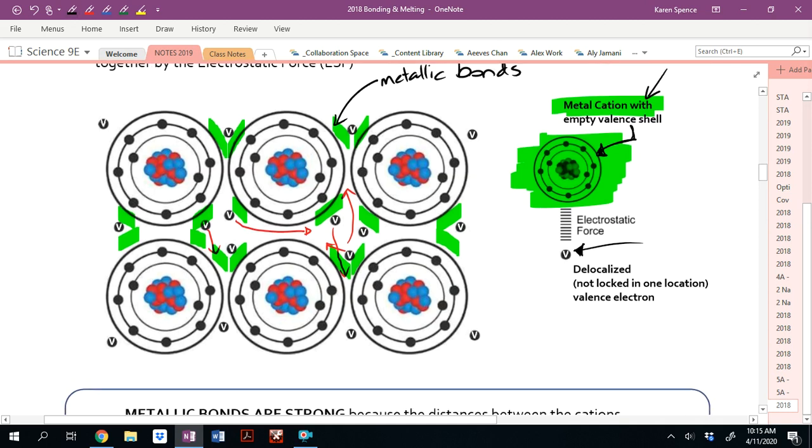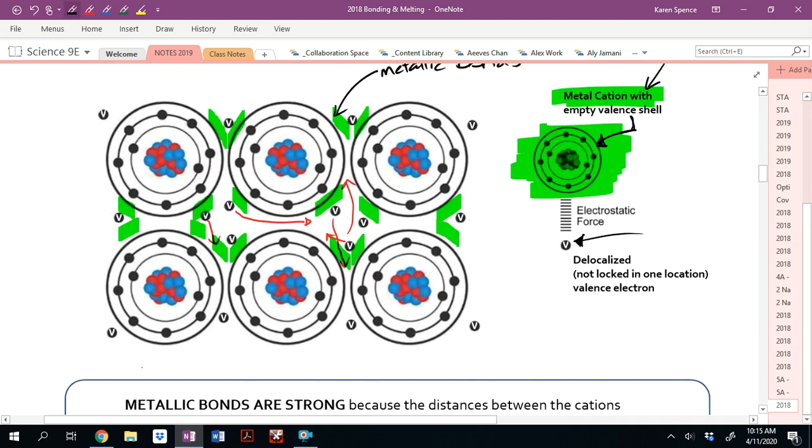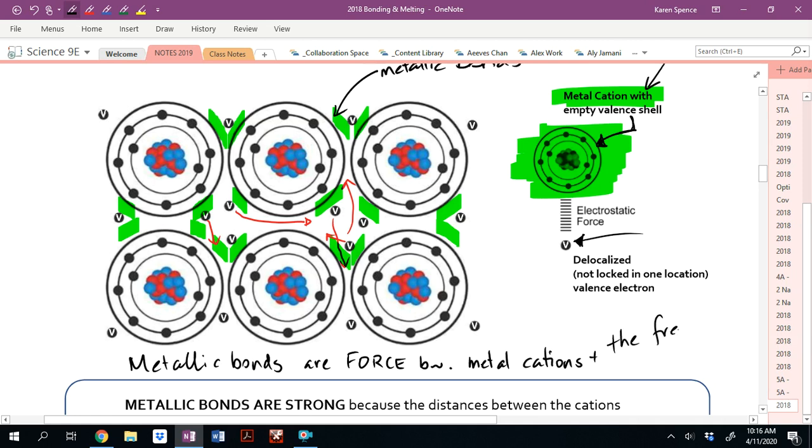Okay. Metallic bonds are the force between the metal cations and the free-moving valence electrons.